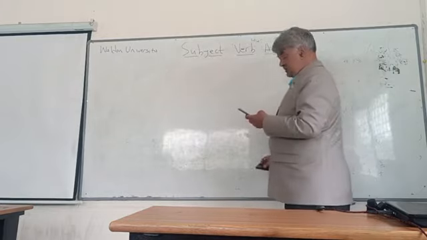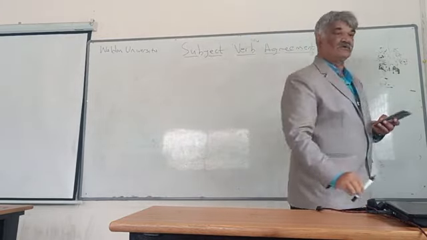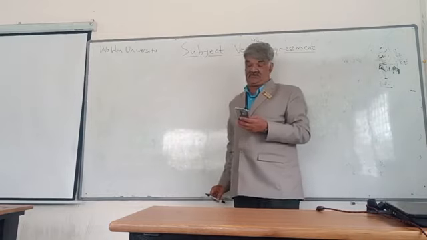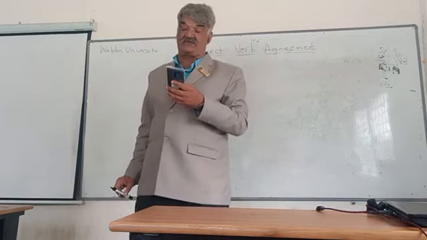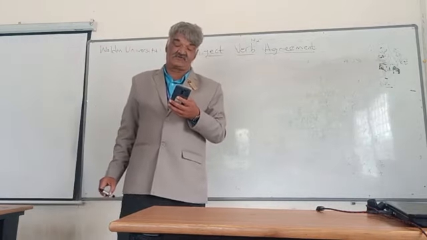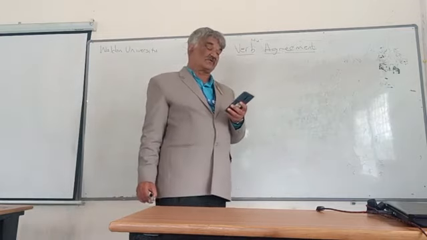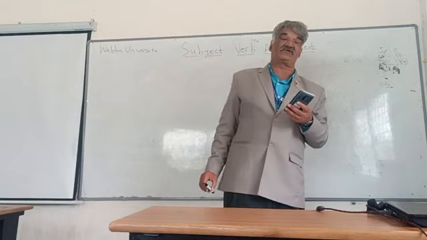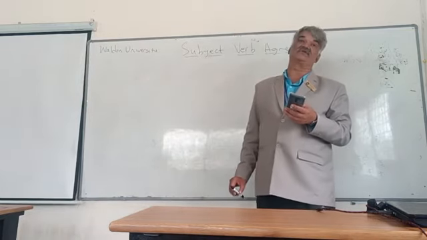Okay. Now we come to the fifth rule. First I'll read it. The rule says, when a phrase comes between the verb and the subject, remember that the verb still agrees with the subject, not the noun or pronoun in the phrase following the subject of the sentence. Okay, now that is the rule.